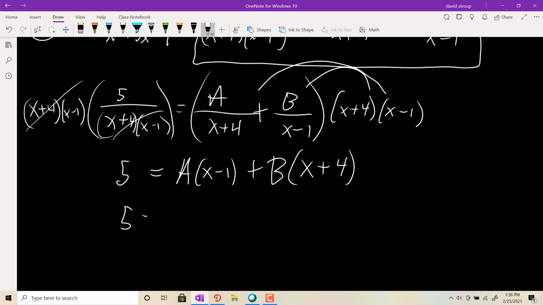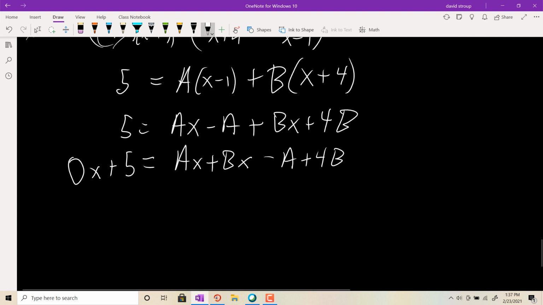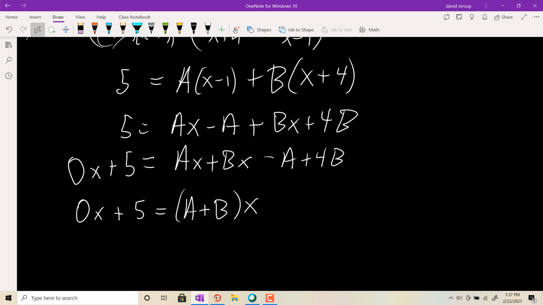Okay, so now what I'm going to do is distribute the a. So I get ax minus a plus bx plus 4b. And then you need to quote-unquote equate the coefficients. The issue is on the left, I don't see an x term, but you can kind of cheat and say 0x. So 0x equals ax plus bx, and I'm going to group the like terms together, minus a plus 4b. You could factor out the x from the ax plus bx, and you see a plus b is the coefficient on x. And then I can equate that to 0. And the constant part is just negative a plus 4b.